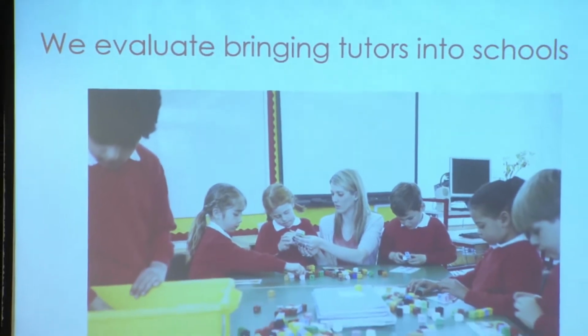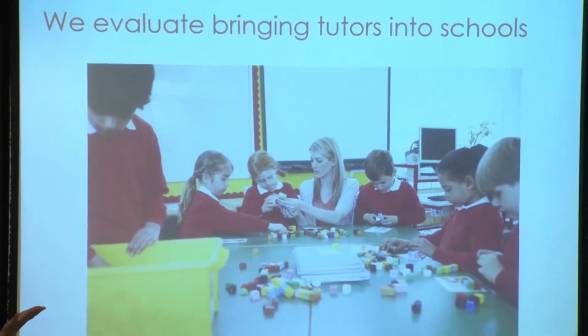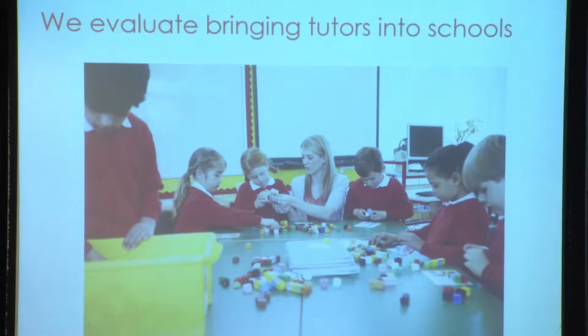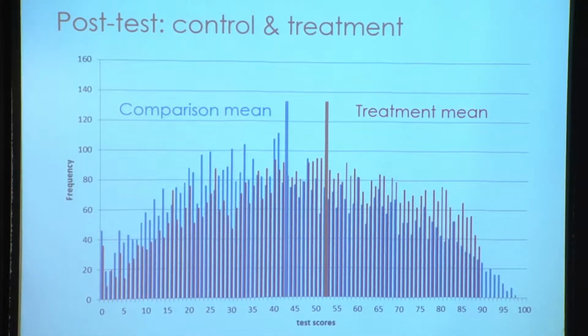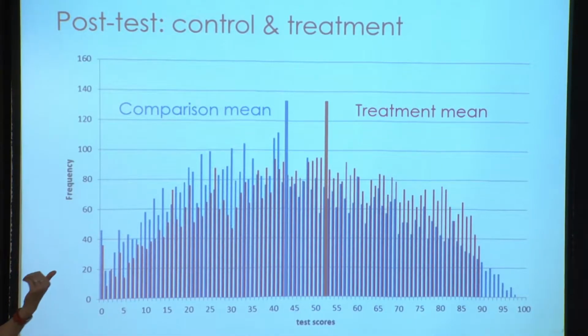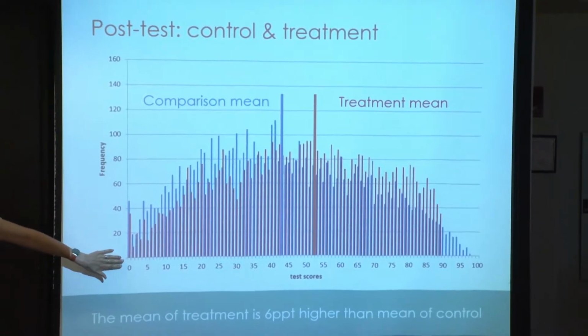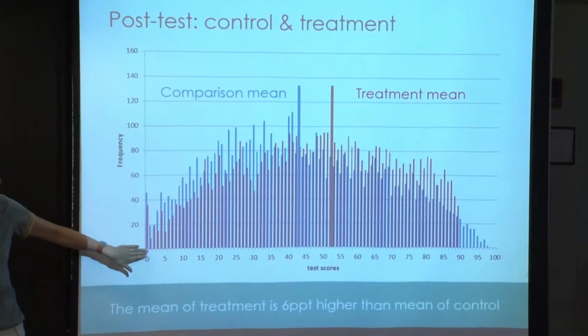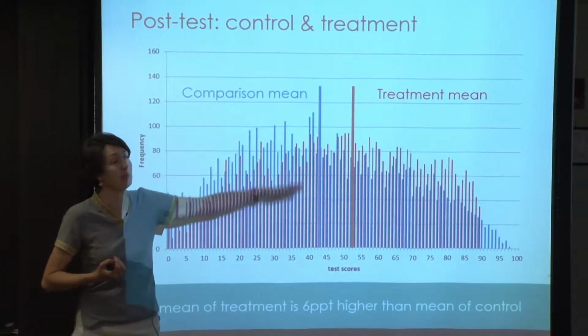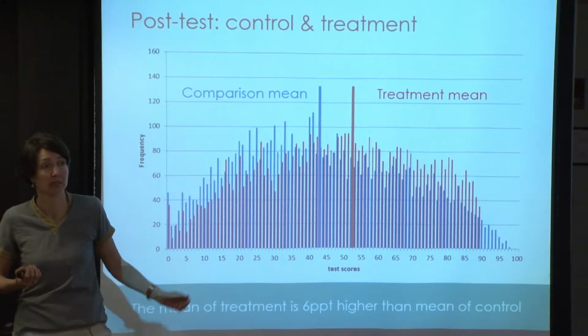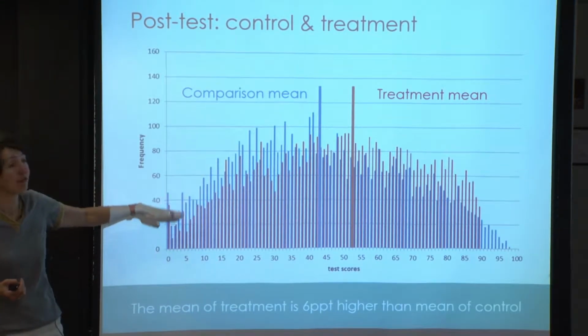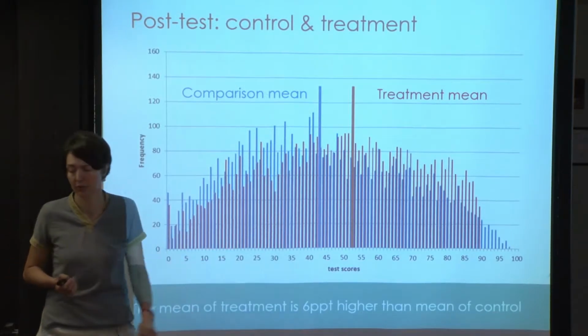I'm going to take an example of a study on school children. This is a hypothetical study. We're going to evaluate bringing tutors into schools. So we're going to have test scores from a treatment group and a control group. And these are the test scores. You can see the distribution. Some people get 0%, some people get 100%, very few people get 0, very few people get 100. Lots of people get something in the middle. That's the distribution.